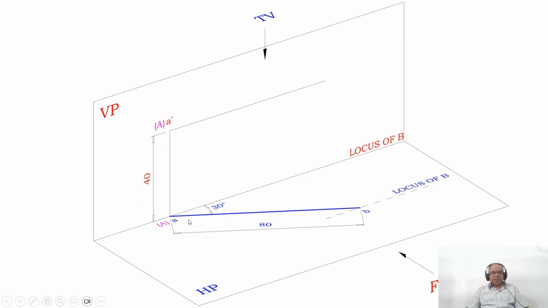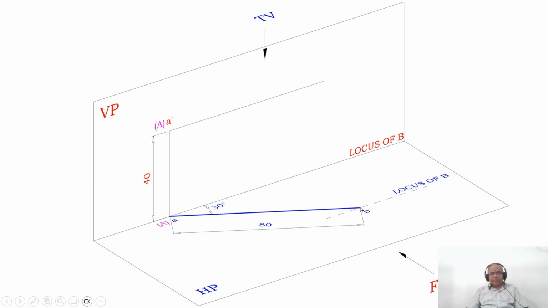Then the top view of the line is inclined at 30 degrees to VP and it is 80 mm. So he has given the apparent inclination and the apparent length. The top view can be obtained on the horizontal plane. So from this point you measure an angle of 30 degrees and draw a line of 80 mm. So now you have the top view line, which is AB.